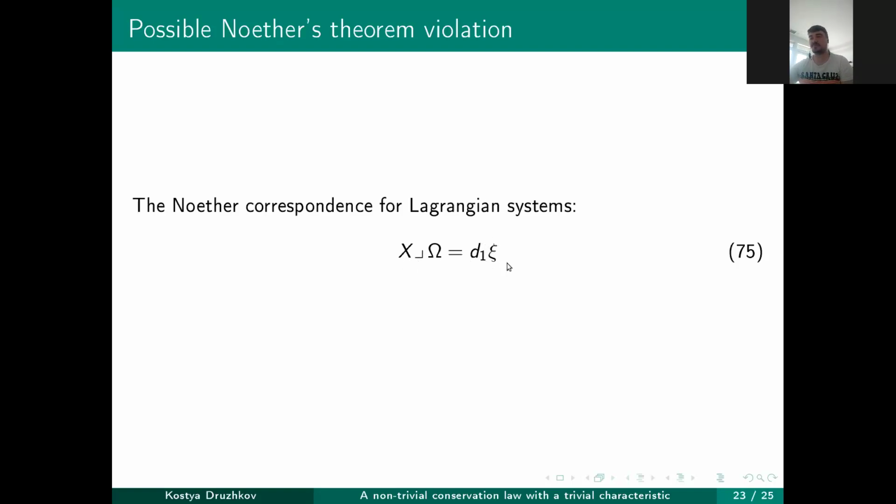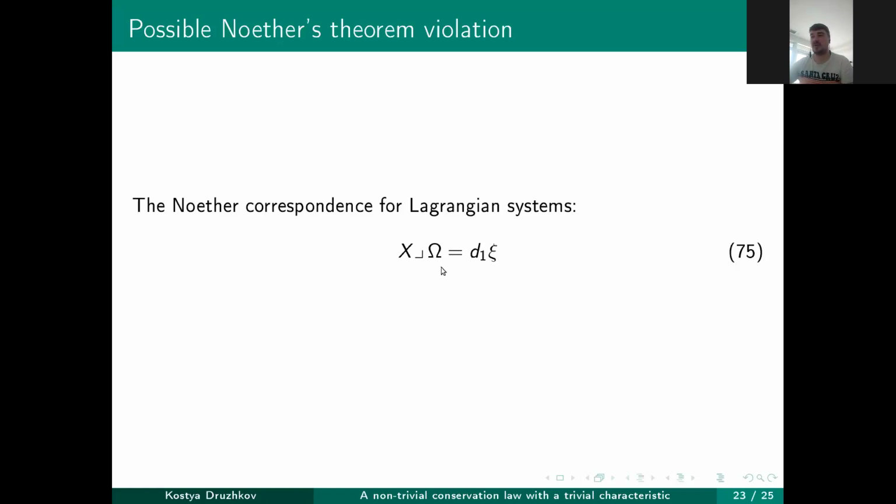So we must have 0 on the left-hand side. But for Lagrangian systems, the Noether correspondence is surjective. I mean, the correspondence between all symmetries and all variational one forms given by this contraction is surjective, so it's epimorphic. This means that for such systems, the existence of such a conservation law, this was the second page, means that the correspondence between symmetries and conservation laws becomes many-to-many.